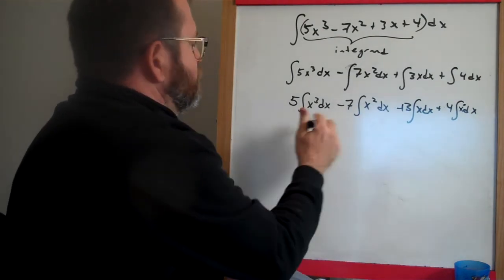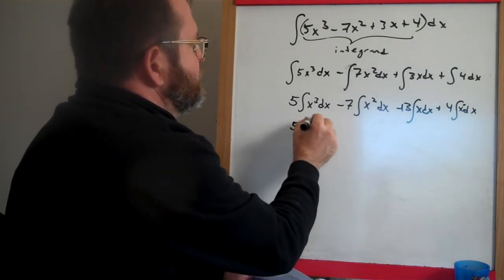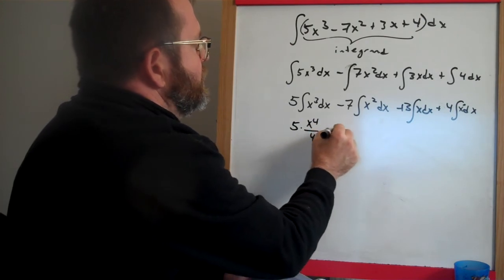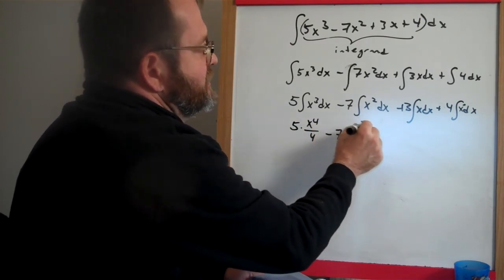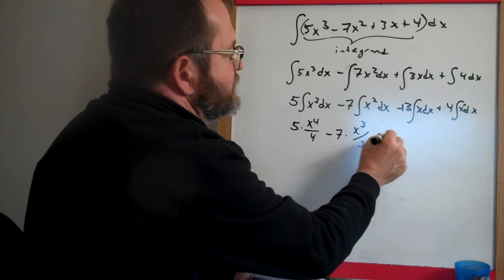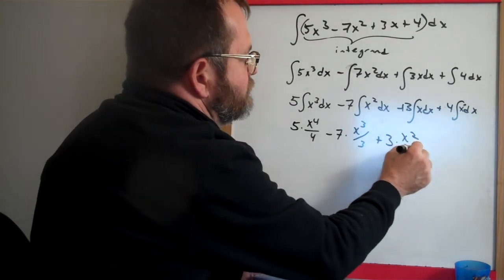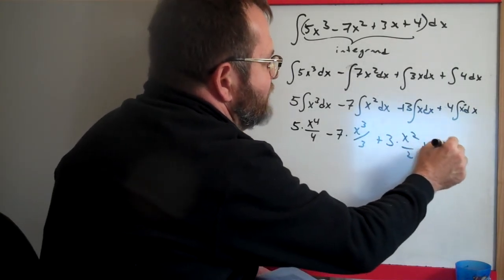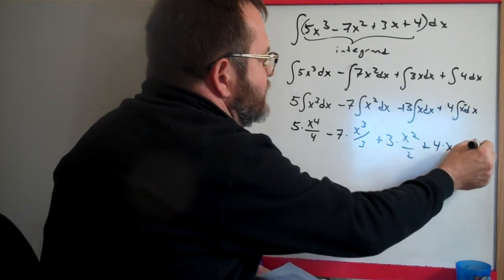Well, these are all just power rules then. 5 times x to the 4th over 4 minus 7 times x to the 3rd over 3 plus 3 times x squared over 2 plus 4 times x over 1 plus c. And that's our answer.